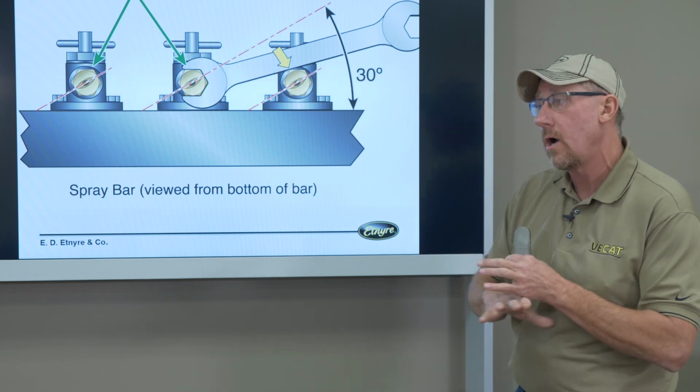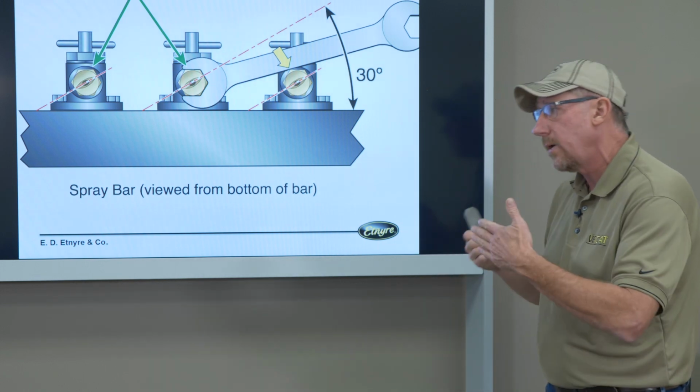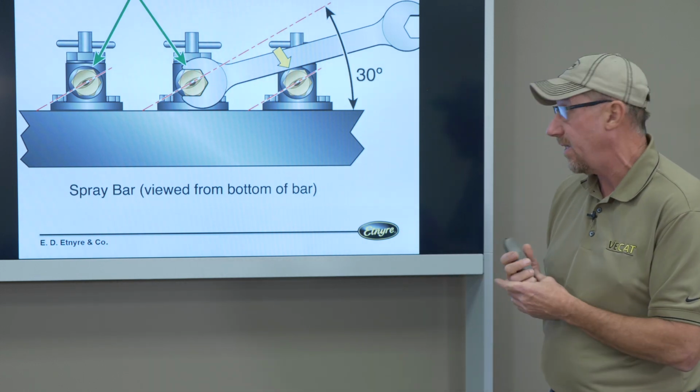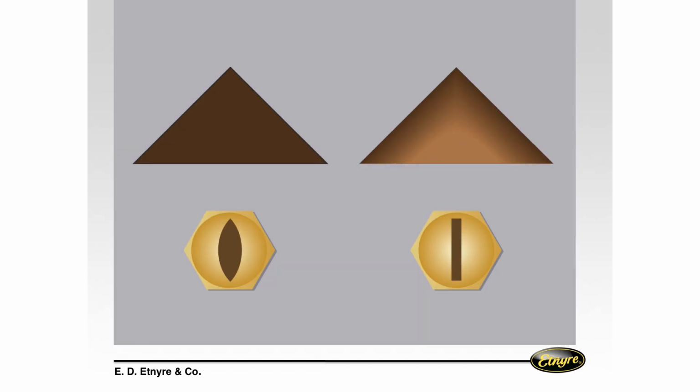It doesn't matter. As long as they're all set at 30 degrees, we'll get that perfect triple overlap that we're looking for. The nozzles make a difference also. Years gone by, we had nozzles that we call coin slot. Looks just like a slot. You put a quarter in a pop machine, and away you go.